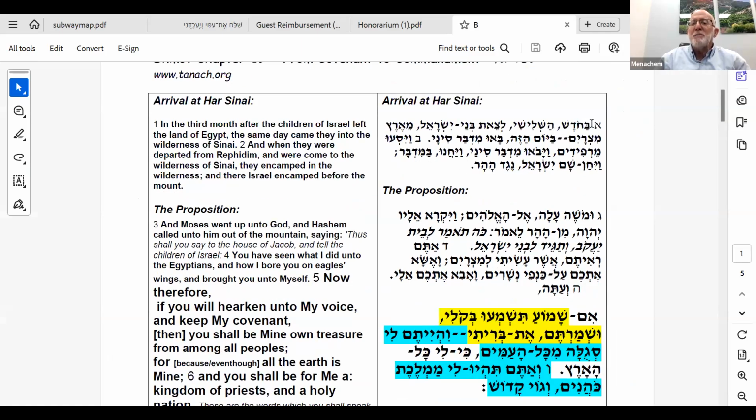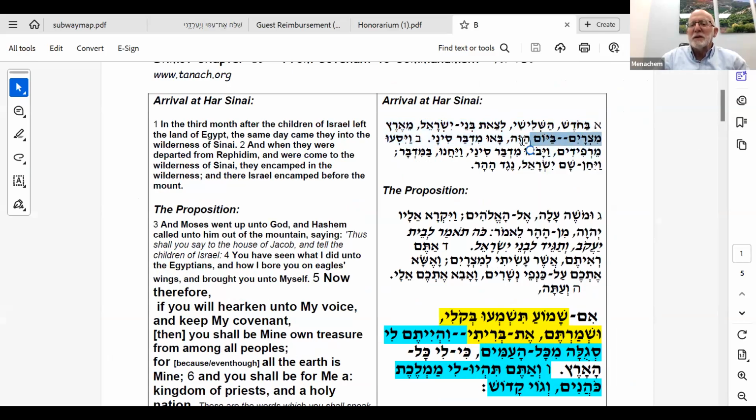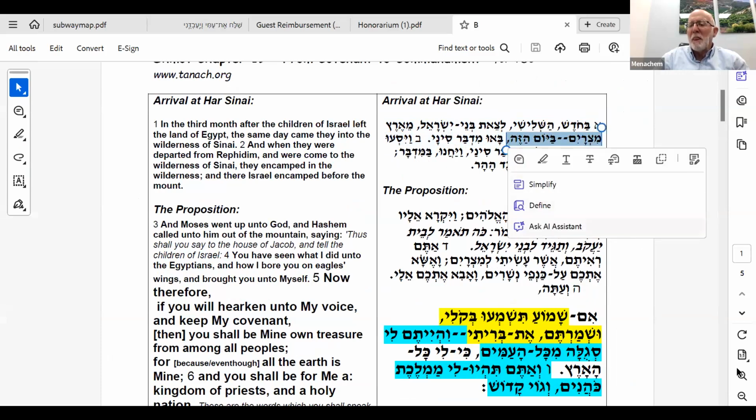B'chodesh HaShlishi, it's the third month since we left Egypt. We left Egypt in the middle of the first month. And on that day, ba'u Midbar Sinai. Just a quick little word of drash. In proper Hebrew, what should this word be? Instead of bayom hazeh, what should it be?